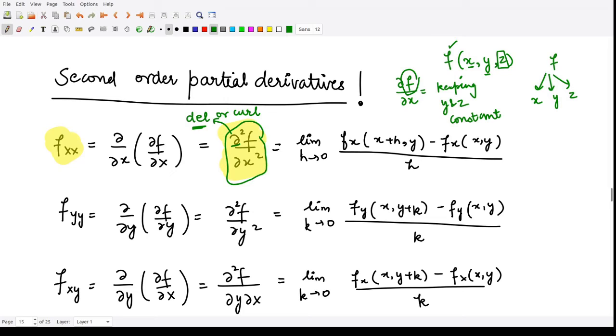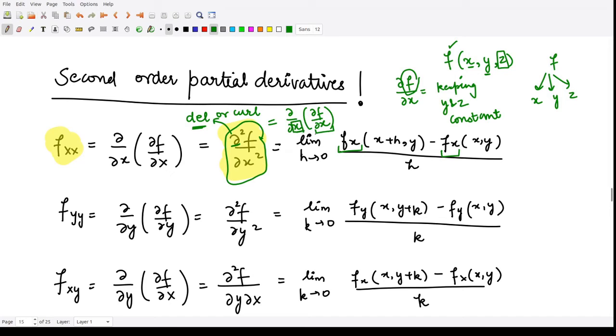And by definition, what would this be? You could write this as the partial derivative with respect to x of the function del f by del x. So basically you are taking the derivative of this first derivative. We are taking the derivative of f of x here, and we are taking it with respect to x.